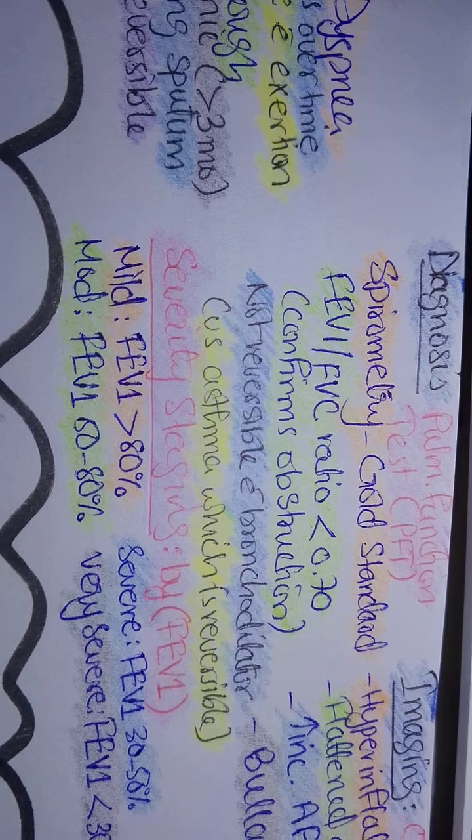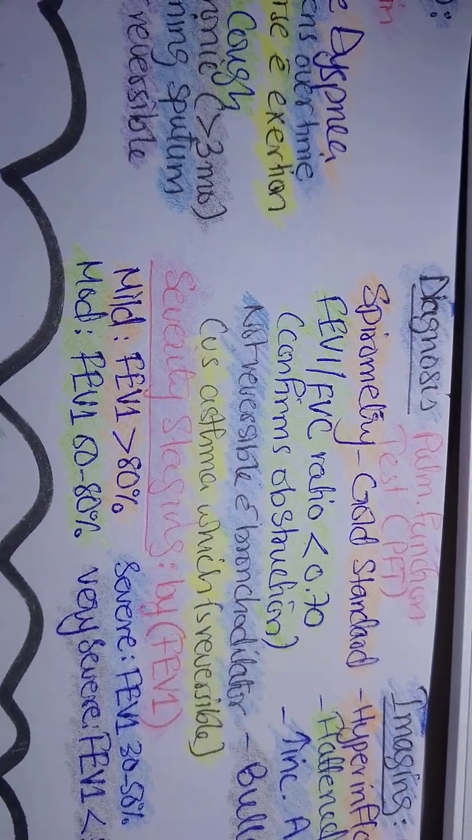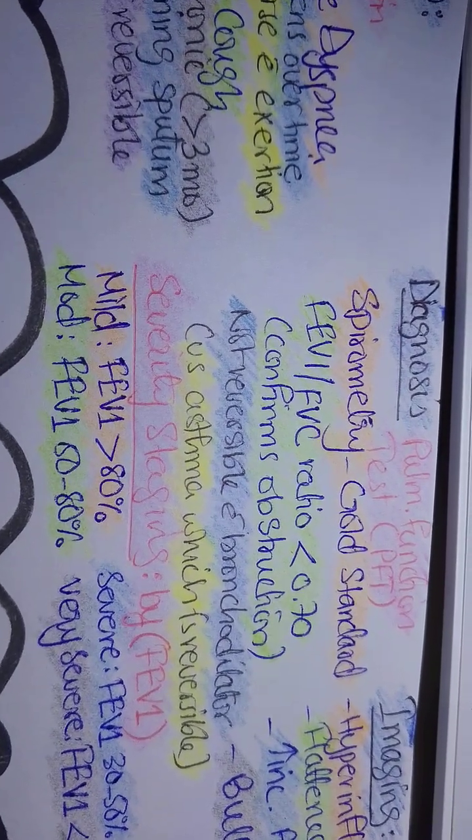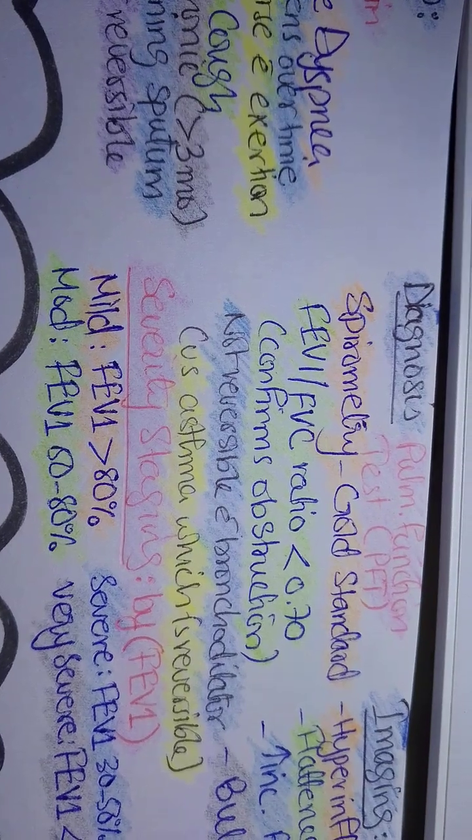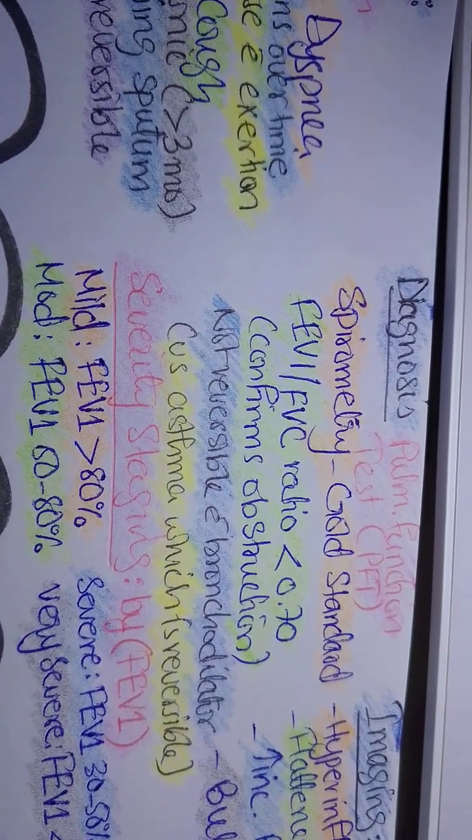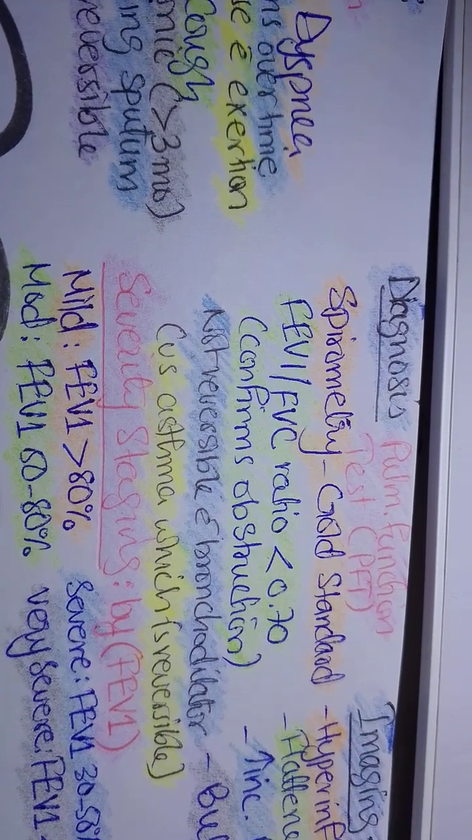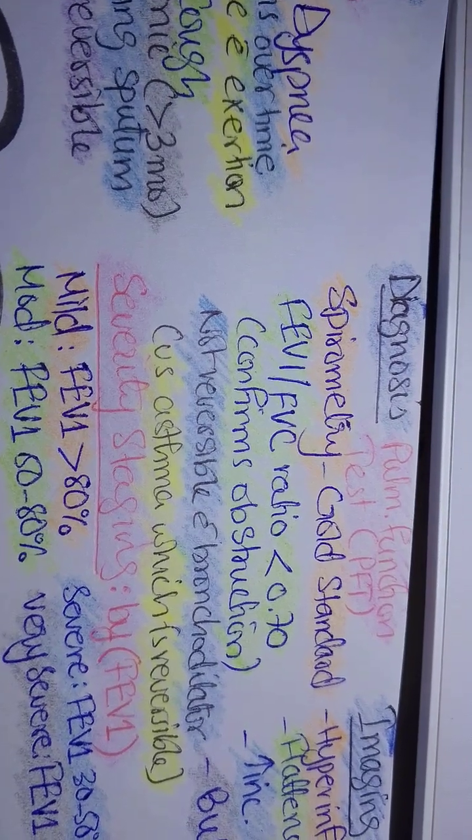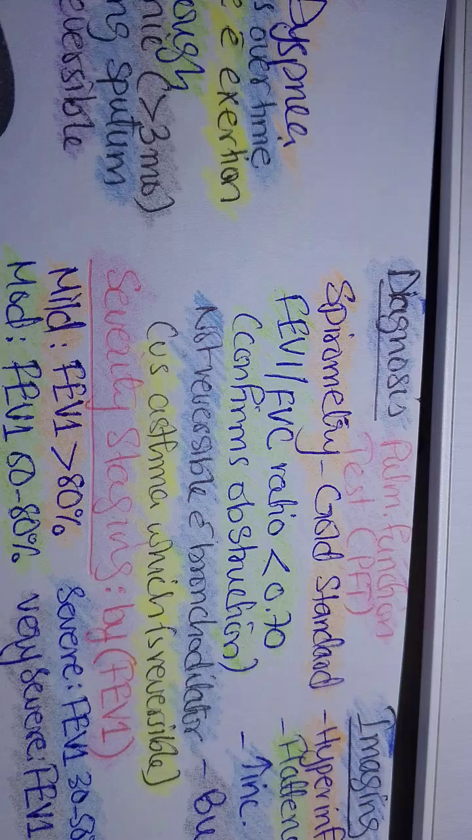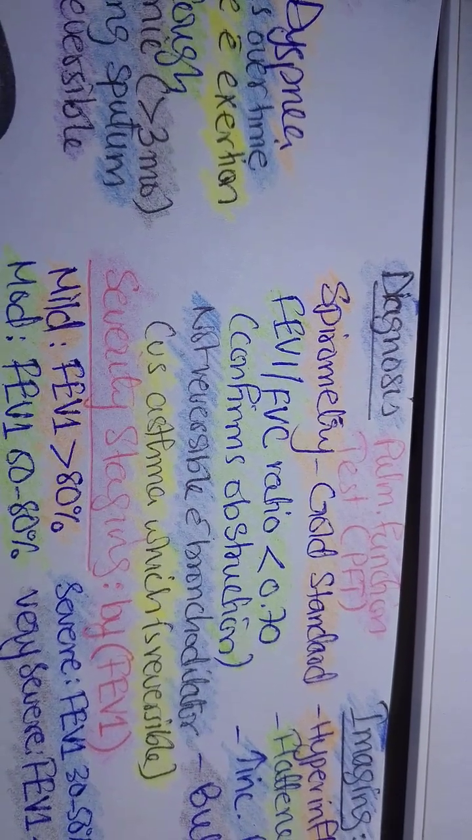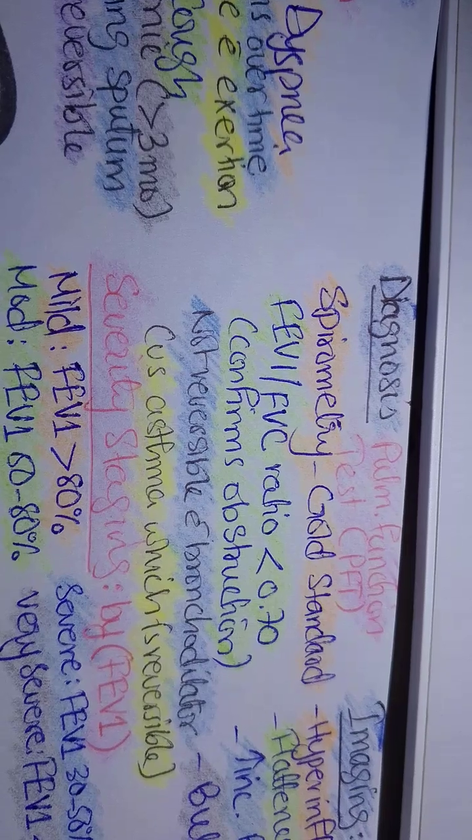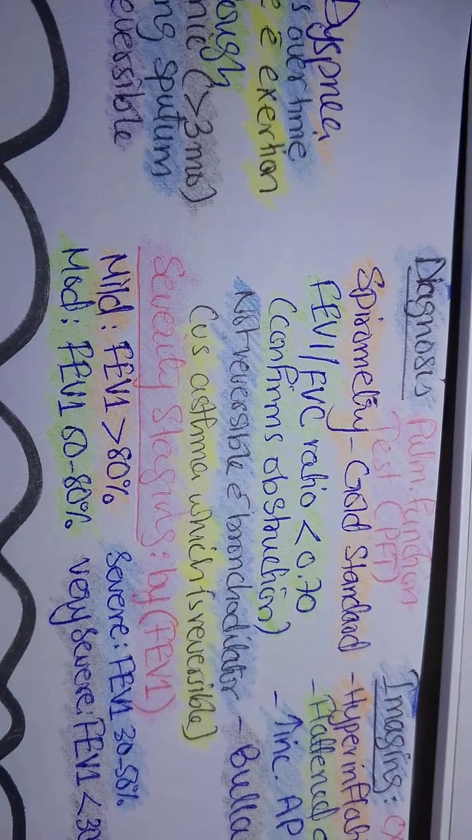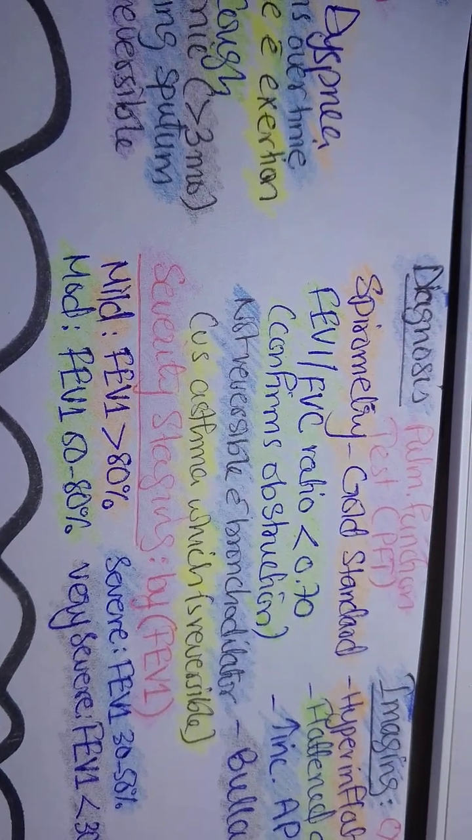So diagnosis requires clinical presentation plus pulmonary function testing. On spirometry, the hallmark finding is a reduced FEV1 to FVC ratio, specifically less than 0.7. FEV1 is forced expiratory volume in 1 second, and FVC is forced vital capacity. Unlike asthma, this obstruction is not reversible with bronchodilators.